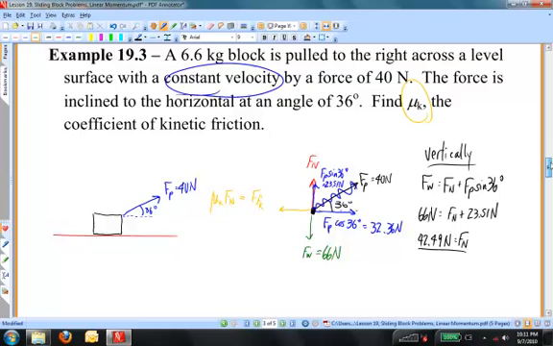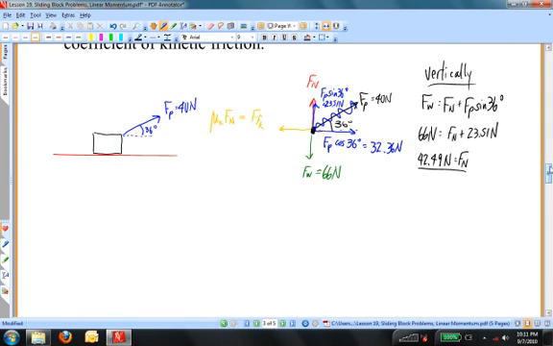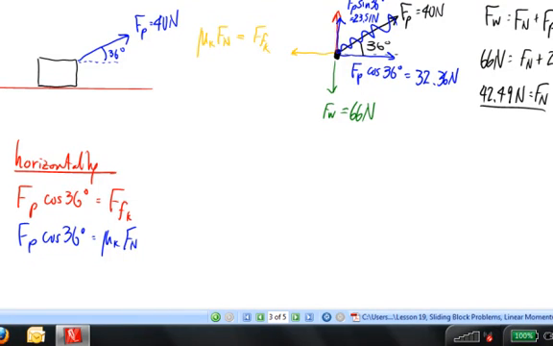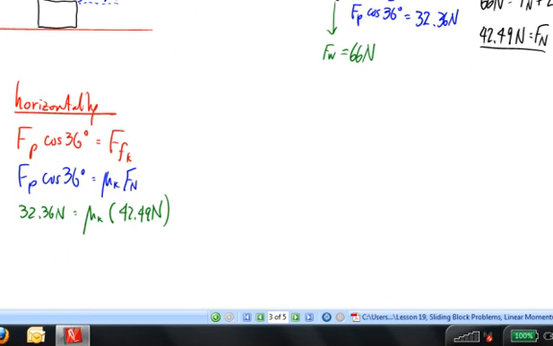Now, horizontally, I know the horizontal component of the pulling force has got to be equal to the frictional force. And that frictional force is mu times the normal force. But I have numerical values for these things now. I know the pulling force is 32.36 newtons. I know that the normal force is 42.49 newtons. I can solve that for the coefficient of friction. So now let me divide the numbers and see what I get. I get that the coefficient of kinetic friction is 0.762.